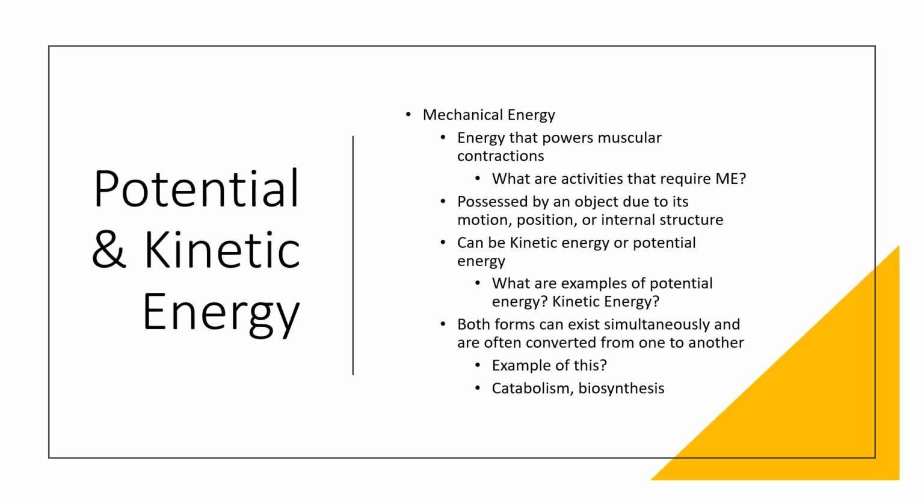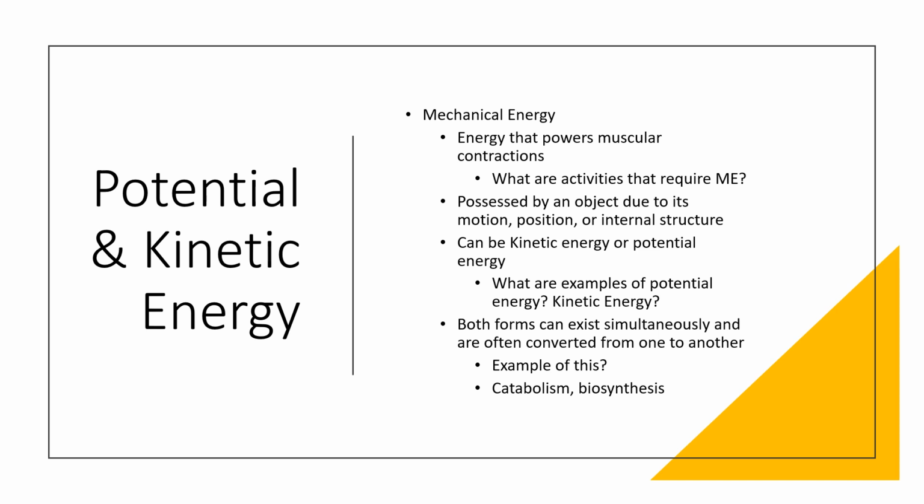So we're going to talk a little bit about potential and kinetic energy and what the definition of those two terms mean and how that fits into the greater picture of mechanical energy. So mechanical energy is going to be energy that powers muscular contractions. Some examples of activities that require muscular contractions are essentially any sort of sport movement, walking, running, throwing, jumping, anything like that. Mechanical energy is possessed by an object due to its motion, position, or internal structure. And this mechanical energy can be either kinetic or potential energy.